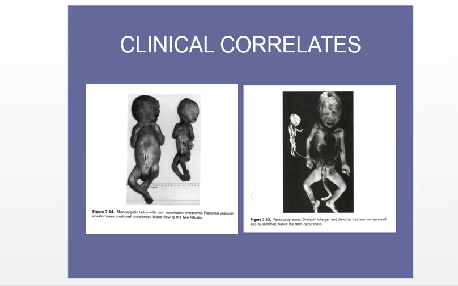Finally, I want to talk about some clinical correlates: abnormalities associated with twins. Twin pregnancies have a high incidence of prenatal mortality and morbidity, and an increased risk for preterm delivery. Approximately 60% of twins are born preterm and also have a high incidence of low birth weight.